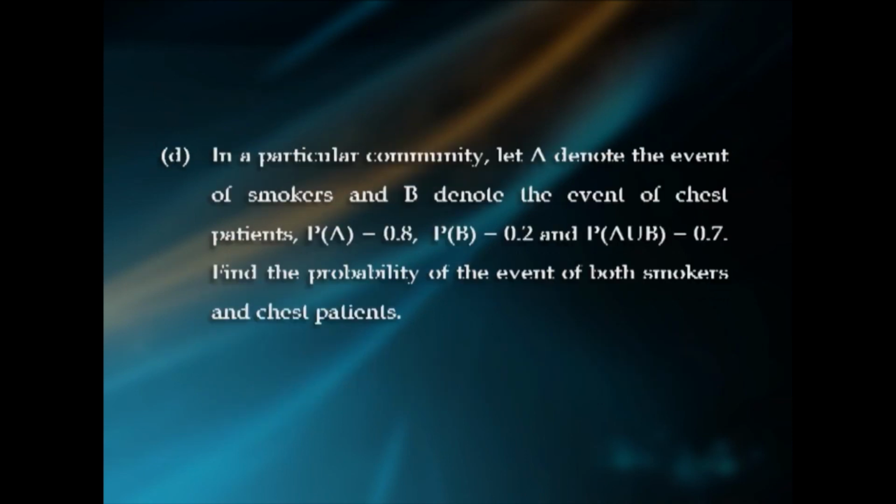Next, in a particular community, let A denote the event of smokers and B denote the event of chest patients. P(A) = 0.8, P(B) = 0.2 and P(A union B) = 0.7. Find the probability of the event of both smokers and chest patients.